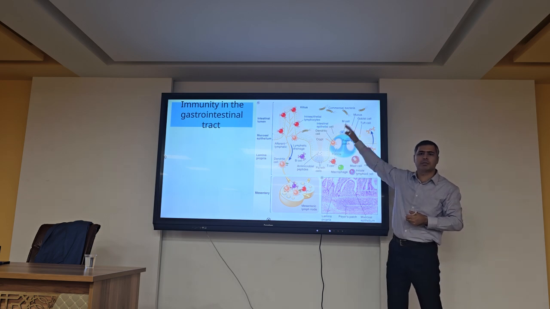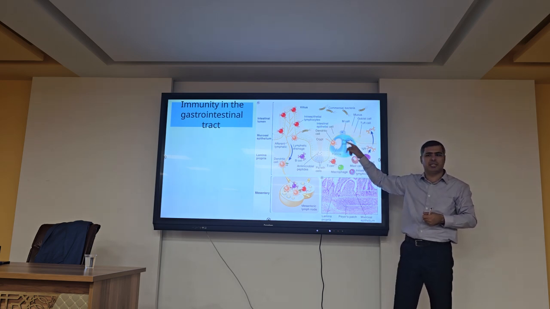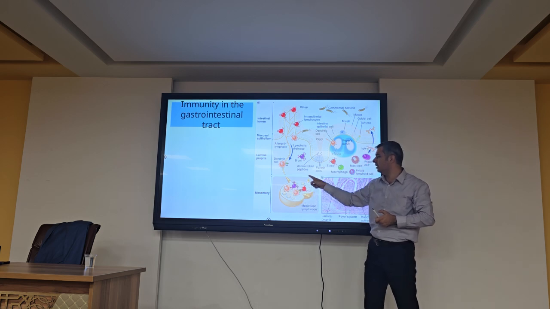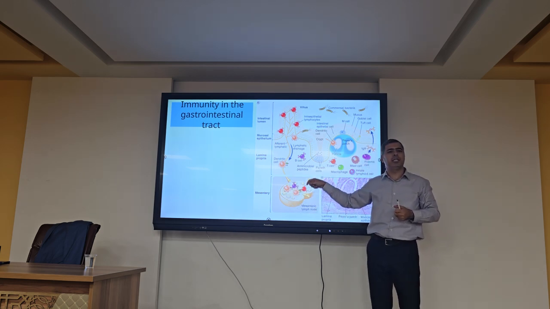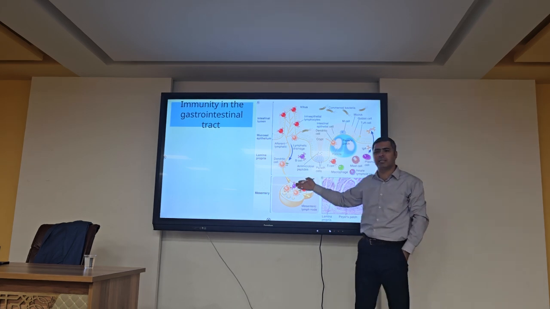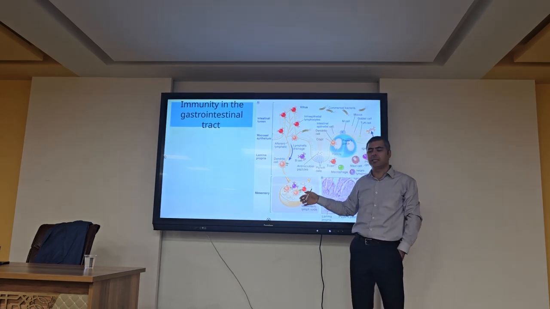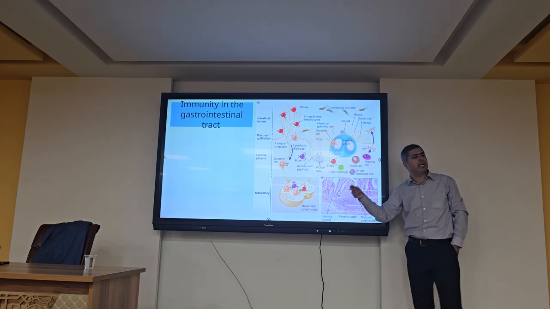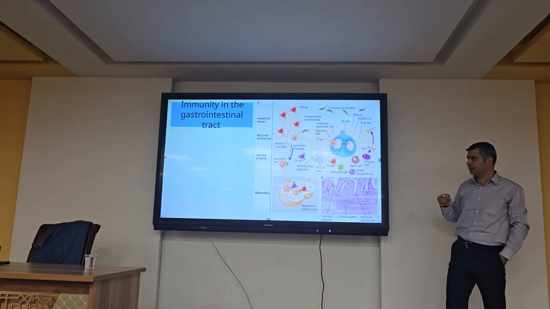But if both of them cannot prevent the infection, we will have induction of immune response inside the draining lymph node, the nearby lymph nodes, where we have T cells and B cells, adaptive immune cells that will induce a stronger and more specific immune response.